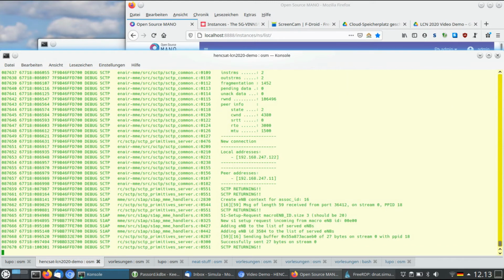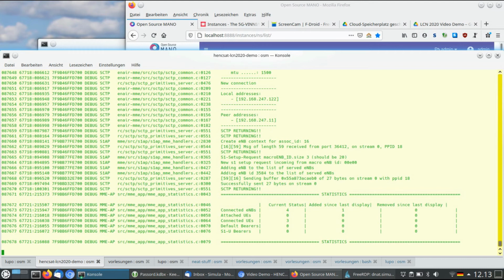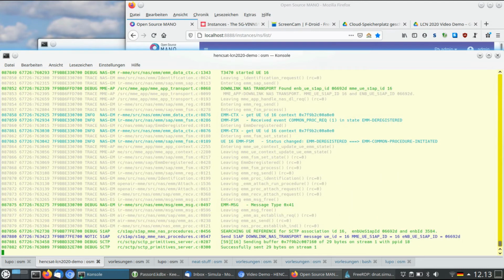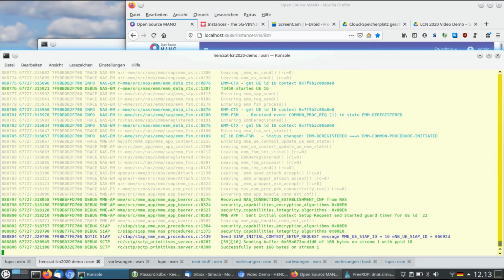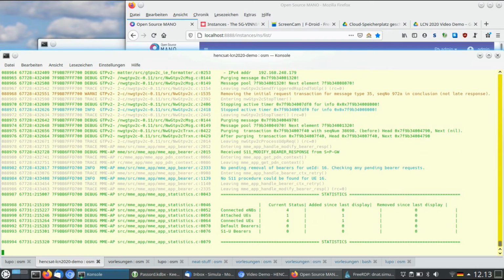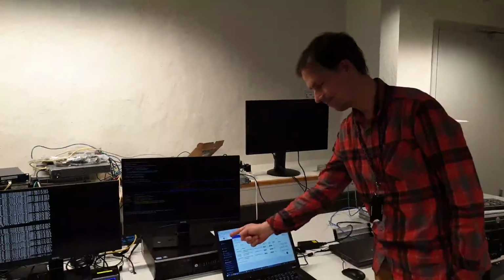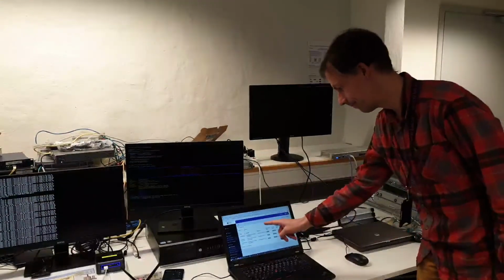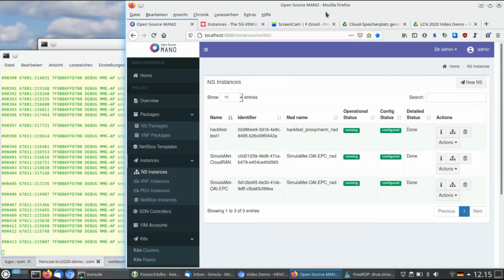This is the log output of the MME. It shows that both eNodeBs as well as some user equipments have connected and attached to our packet core. We are using an OpenStack cluster to host the virtual deployment units of our VNF. The virtual deployment units of our VNF are instantiated as virtual machines in our OpenStack setup.